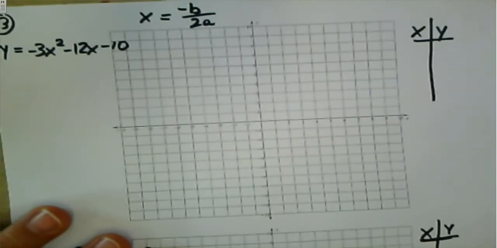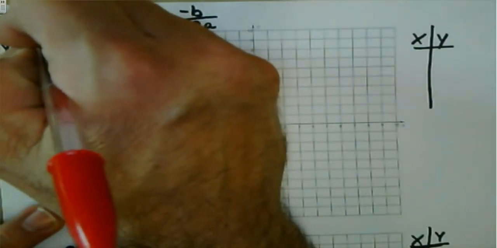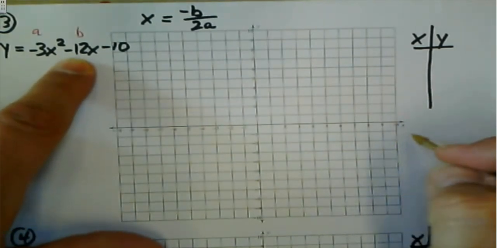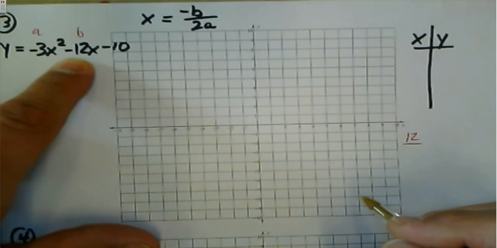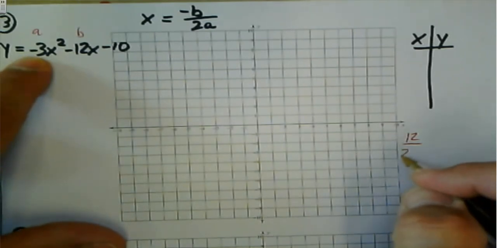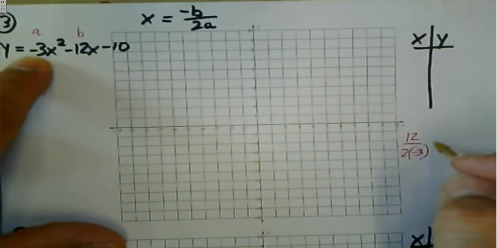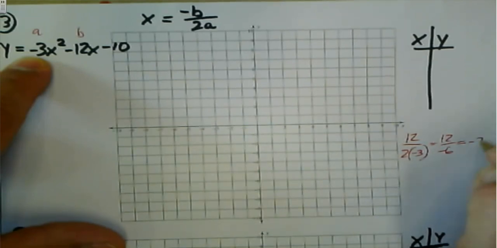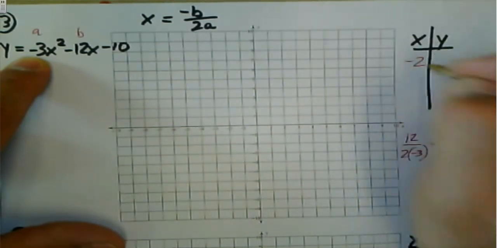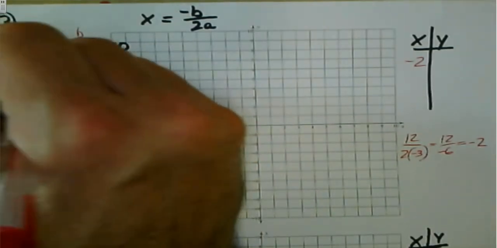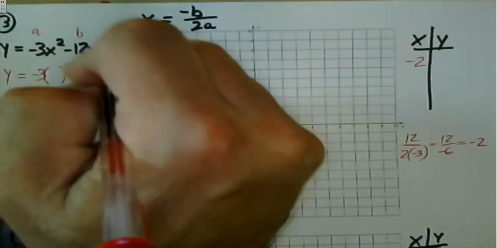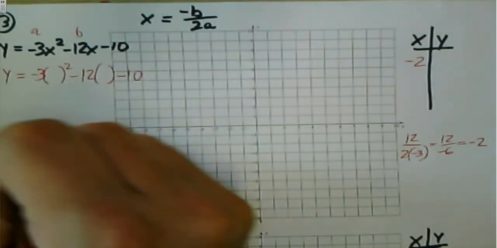All right, let's look at 3. My A, my B, it's the opposite of 12, or negative 12, so it's 12. 2 times negative 3. 2 times negative 3 is negative 6. Negative 12, or 12 divided by negative 6 is negative 2. So I put negative 2. What am I going to do? I can do a second one.